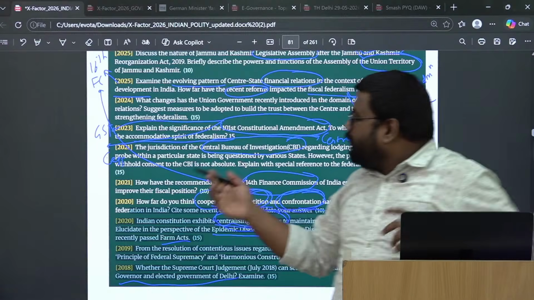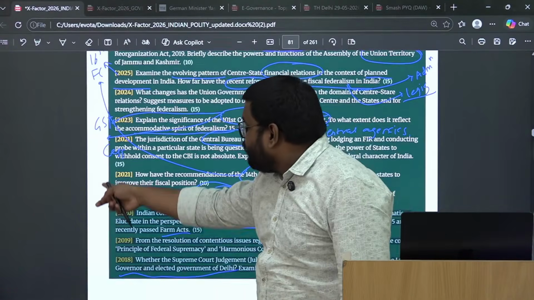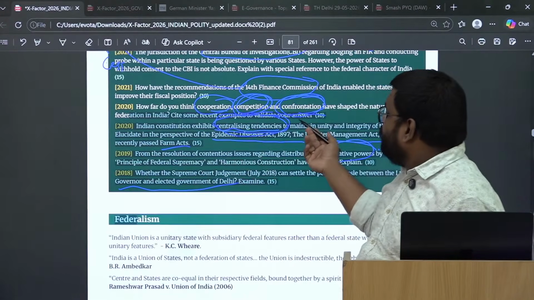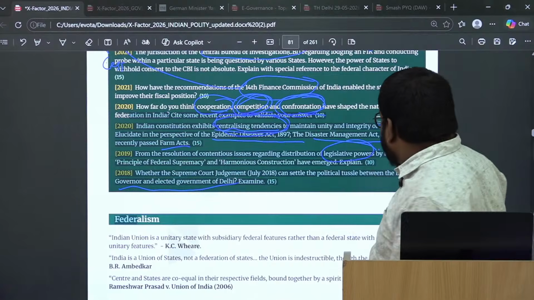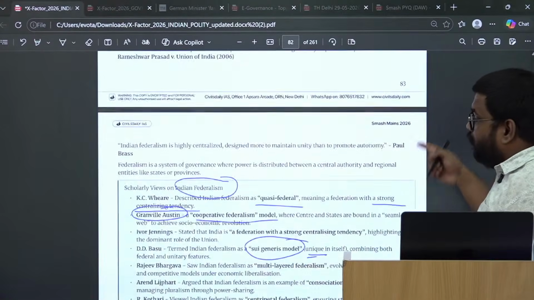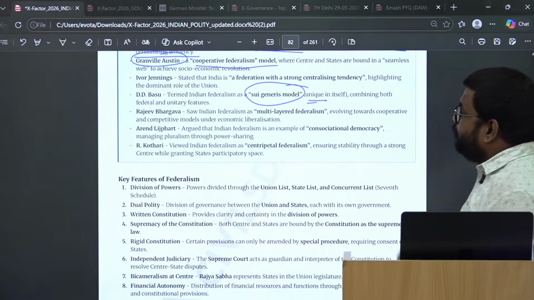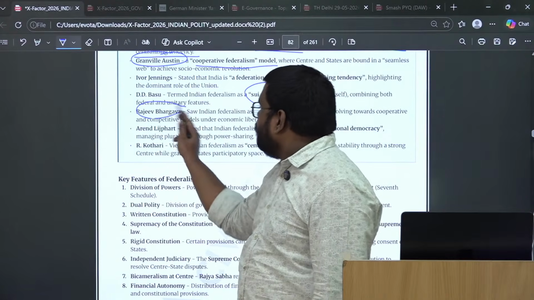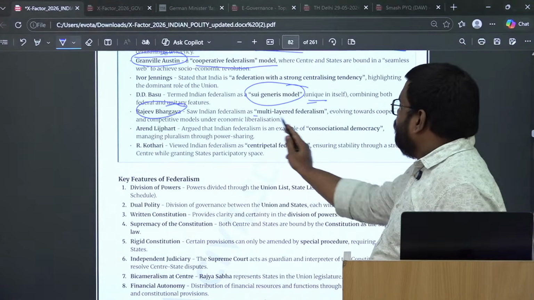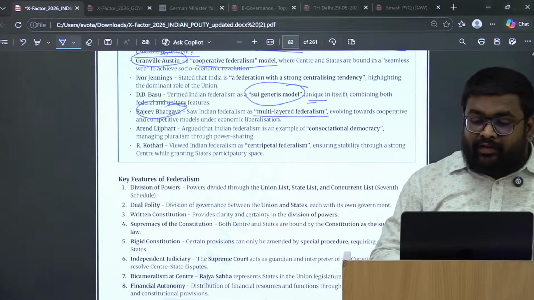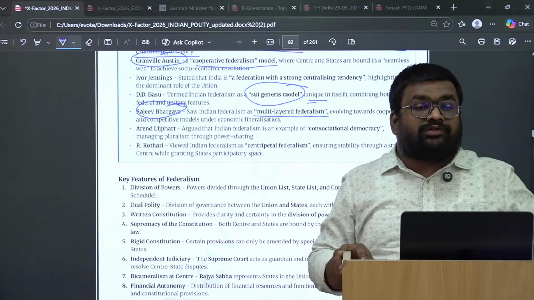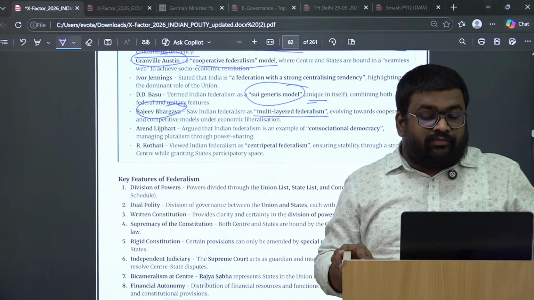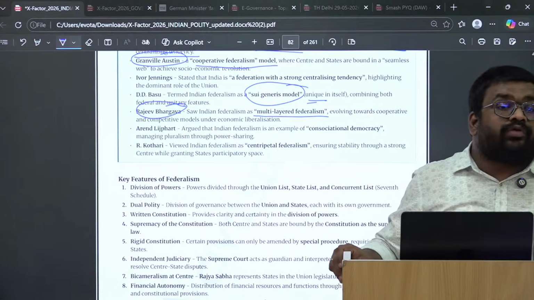ठीक है, उसके बाद अगर सपोज इफ द क्वेश्चन आस्क यू ऑन ऑल 3 एस्पेक्ट्स, कोऑपरेशन, कंपटीशन और कन्फ्रंटेशन, या फिर ओवरऑल फेडरलिज्म पे पूछा, ठीक है, सो इंडियन फेडरलिज्म, या यू कैन यूज राजीव वर्मा कोट, मल्टी लेयर्ड फेडरलिज्म. दैट कैन बी योर इंट्रोडक्शन. ठीक है, सो इन दिस वे यू हैव टू थिंक.